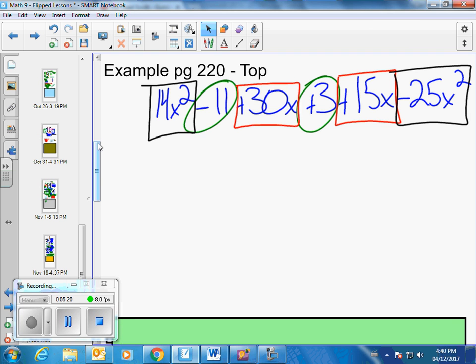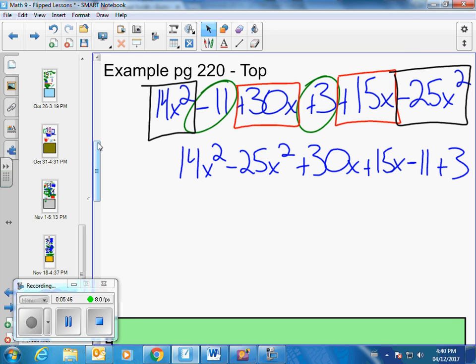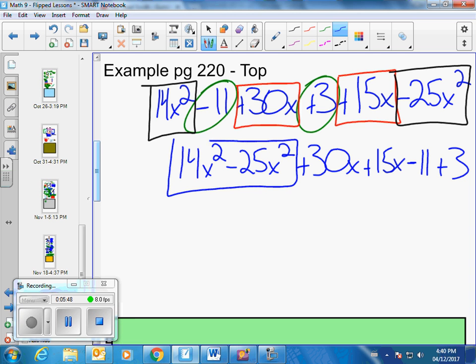So I'm going to go ahead and rewrite this entire equation, but with my like terms grouped together. So I have 14x squared minus 25x squared plus 30x plus 15x minus 11 plus 3. Now I've got my terms basically in little groups here. So now I'm going to simplify them down.